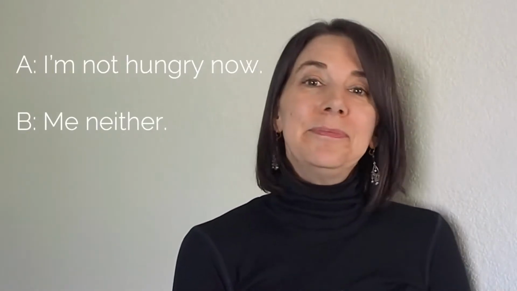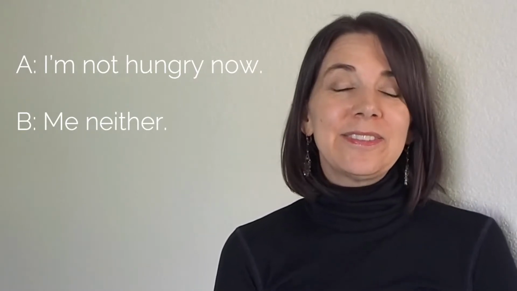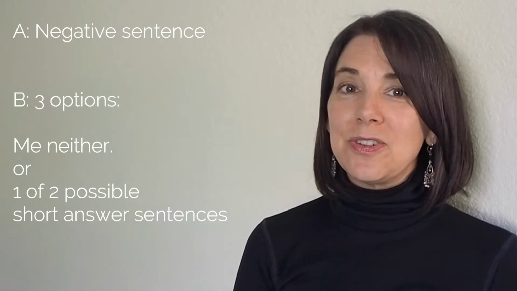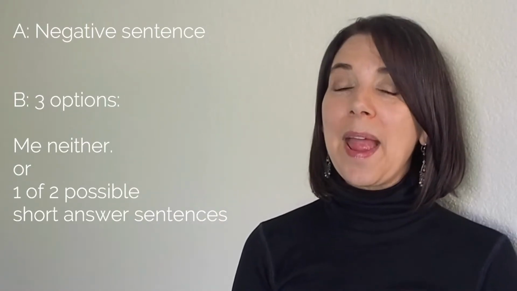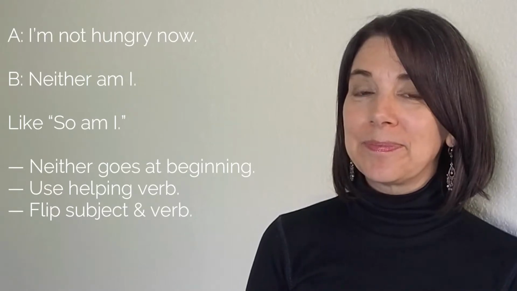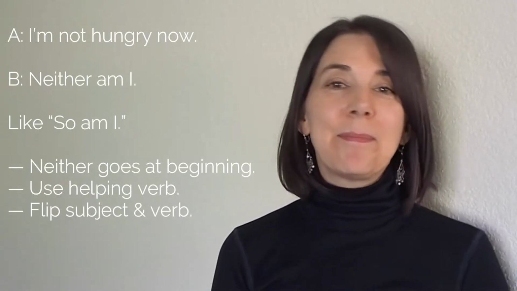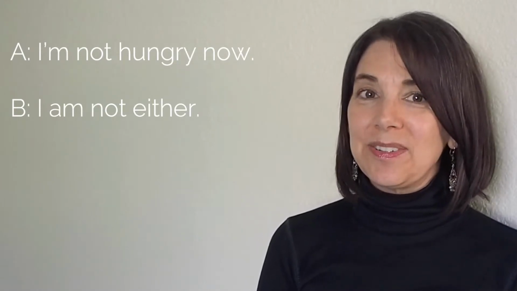So for example, your friend says, "I am not hungry now." And you can answer, "Me neither. I'm not hungry now." But there are two short answer sentences that we can use. So just like the affirmative sentence, when we said "so am I," the negative will be "neither am I." That means I also am not. Or we can use a short sentence like this: "I am not either."